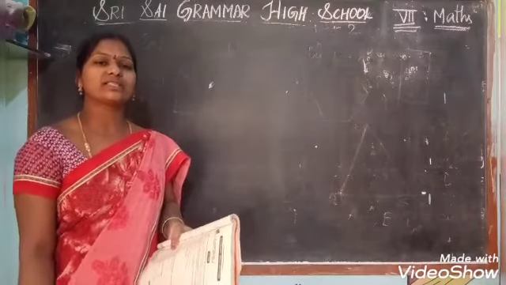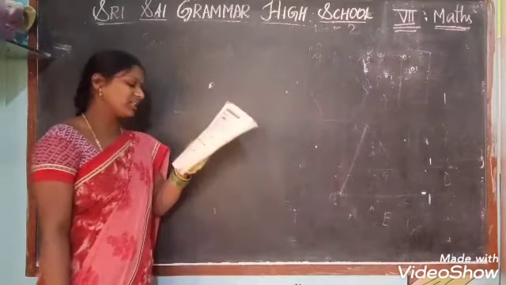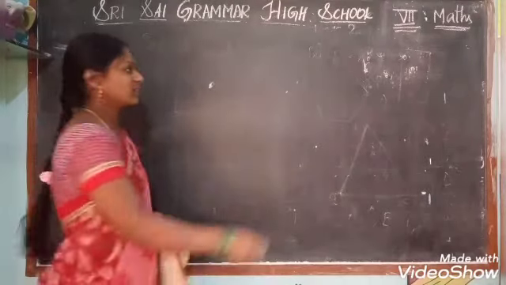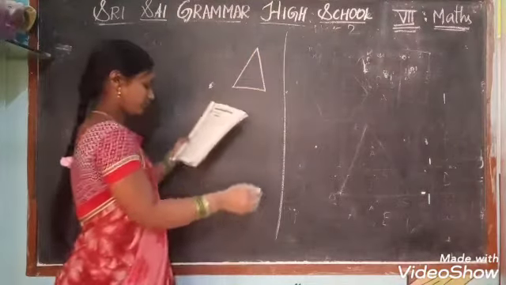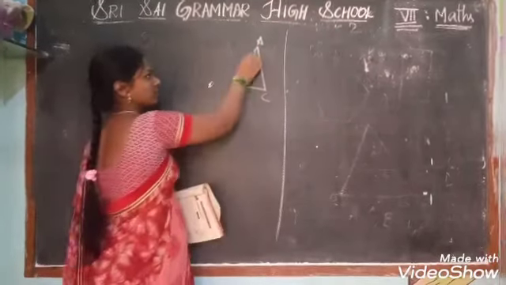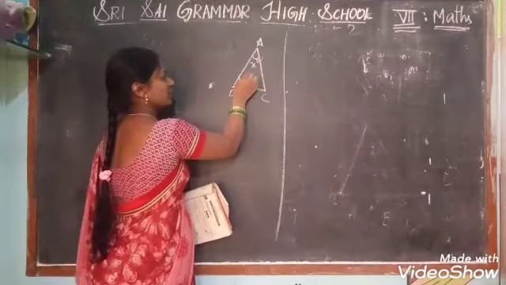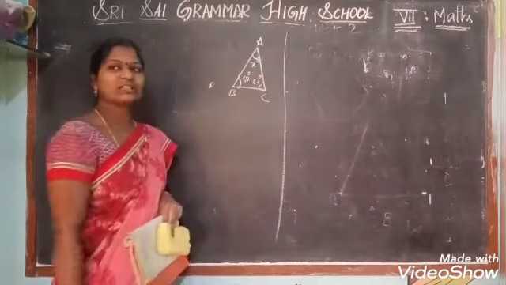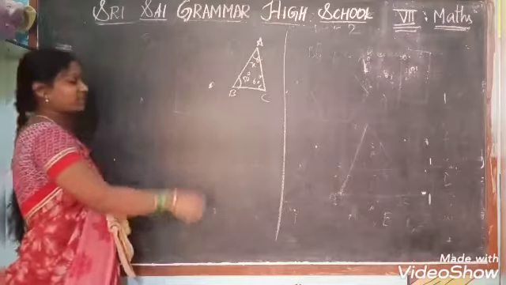We have done some of the exercise problems already. Now let us see the fourth sum. Find the value of the unknown x in the following triangles. Here they have given a triangle with points A, B, and C. Angle A is x degrees, angle B is 50 degrees, and angle C is 60 degrees. We have to find the value of x.